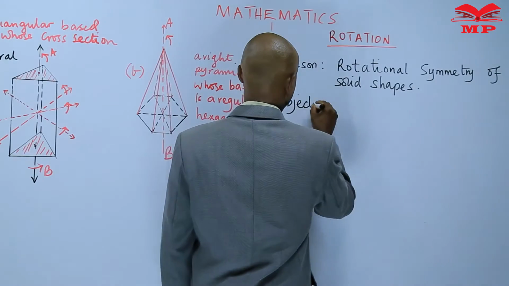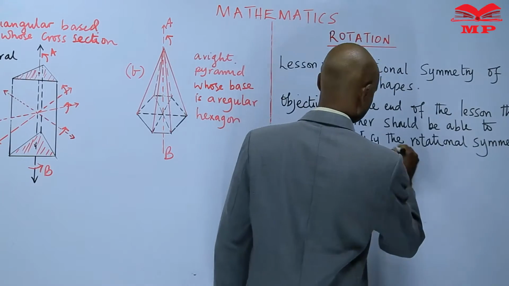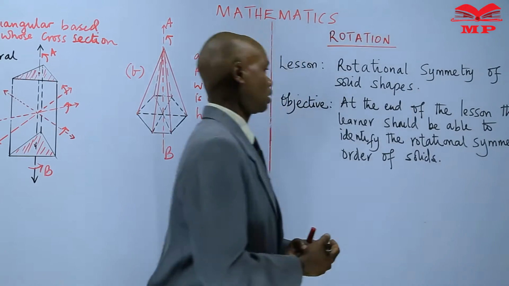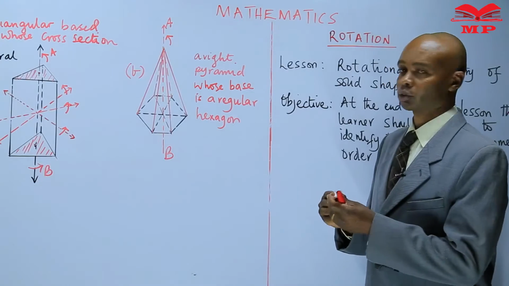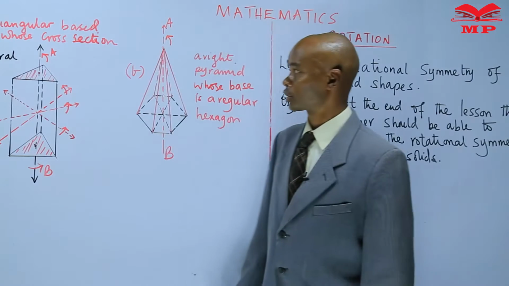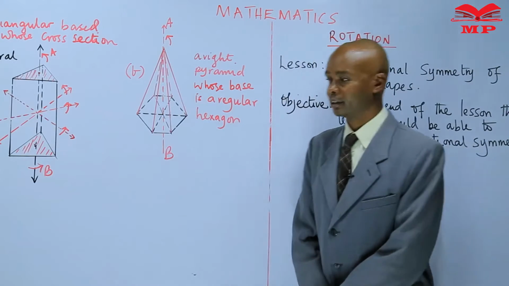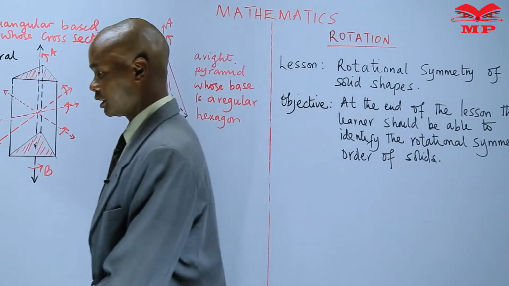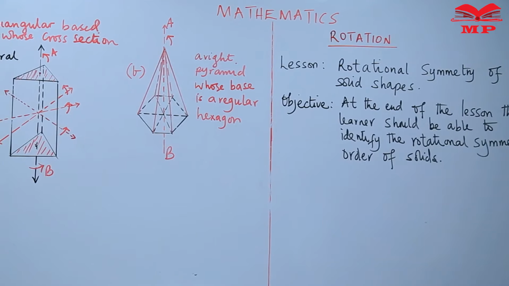You should be able to identify the rotational symmetry order of solids. So the word order comes, you should move the solid through 360 degrees. So straight to our figure A, learner, if you look at figure A, we have a triangular based prism whose cross-section is an equilateral triangle.